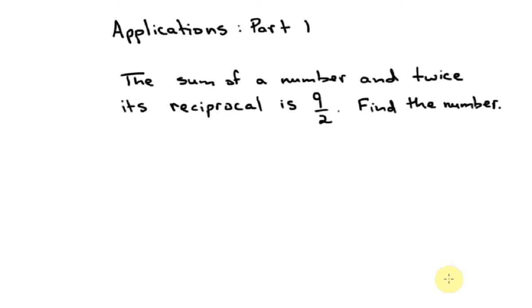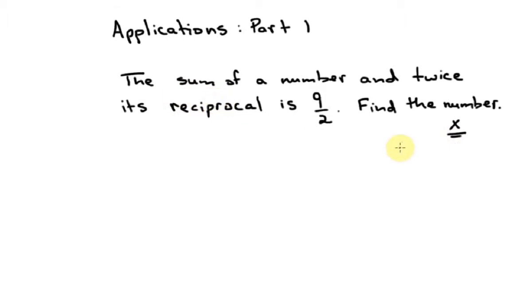Hey, all right. This is applications part 1, which basically means we've got kind of word problems and we're going to try to chew our way through them. And usually what that means is reading through this a few times and building up an equation. So it reads, the sum of a number and twice its reciprocal is 9/2. Find the number. Well, let's start off by saying, I don't know what the number is. How about x? Okay, so that seems like a good start.